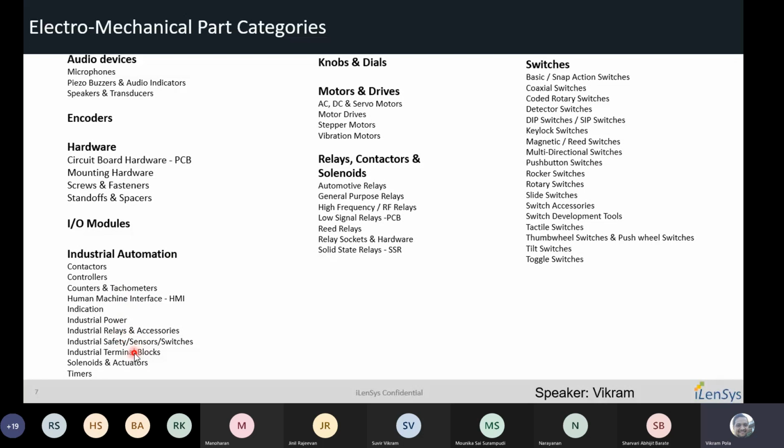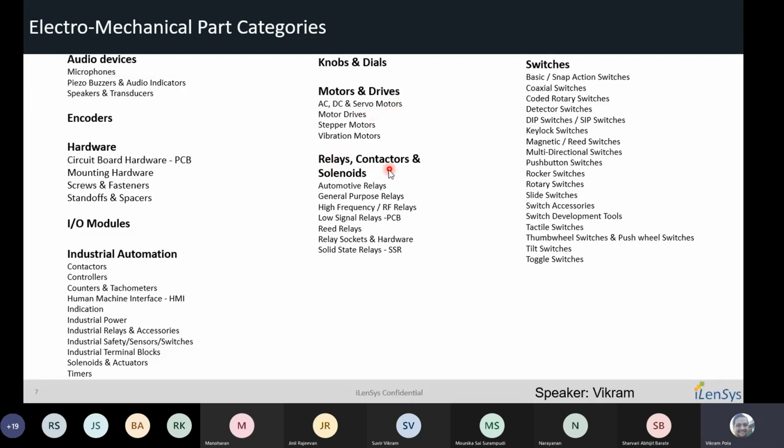It can range from terminal blocks, solenoids and actuators on your front doors, and timers. You'll also see the knobs and dials that are present on the instruments, motors and drives. So these are also the electromechanical parts. It can be a typical motor driver, a stepper motor, a vibration motor, or it could be an AC, DC, or a servo motor.